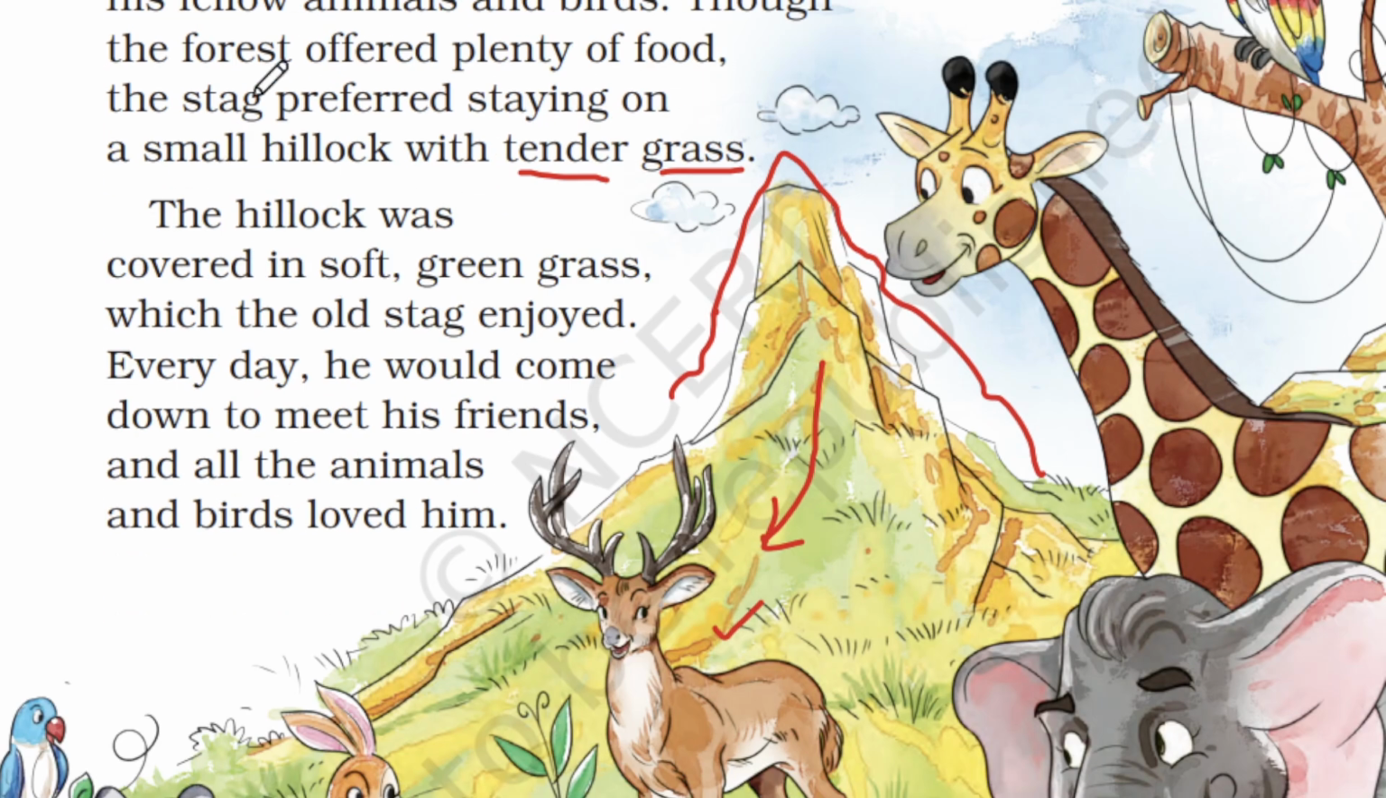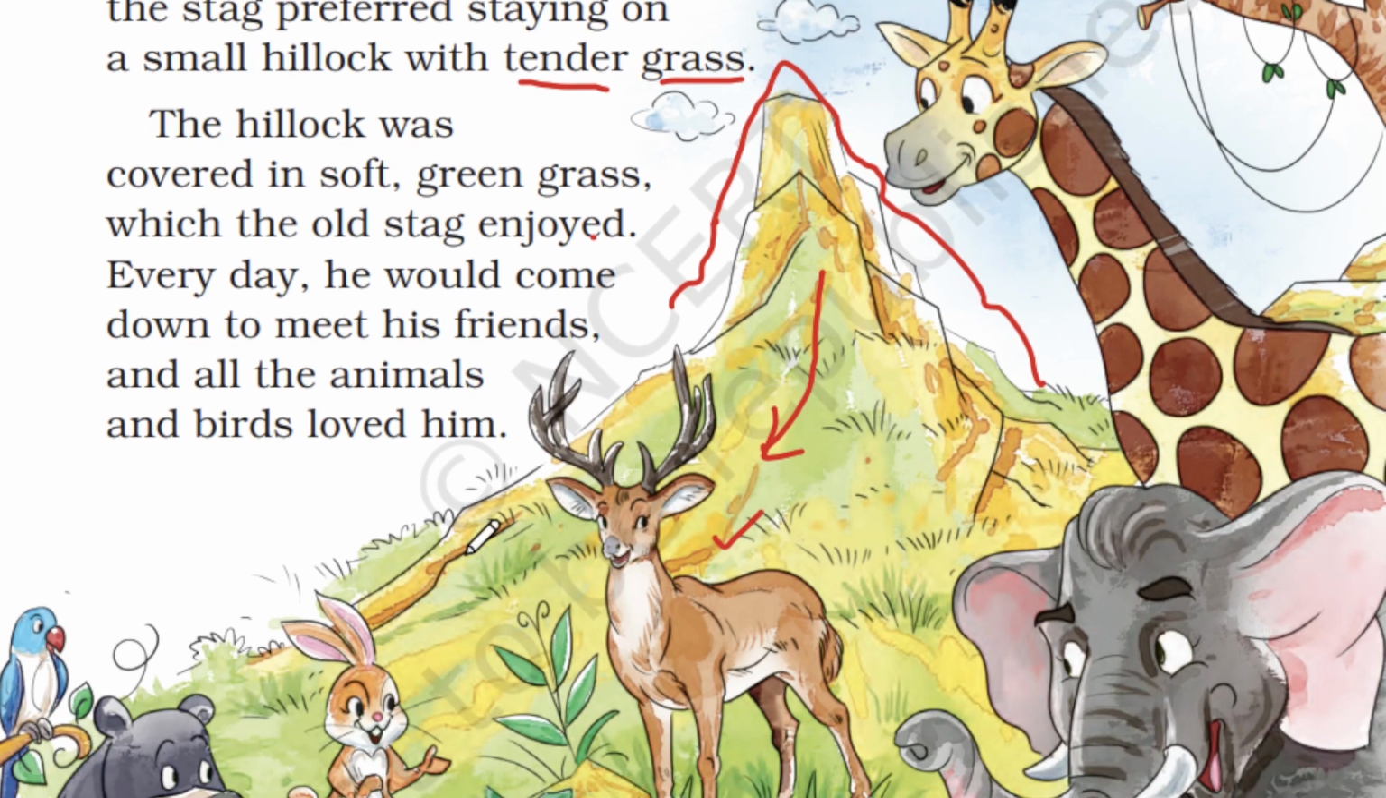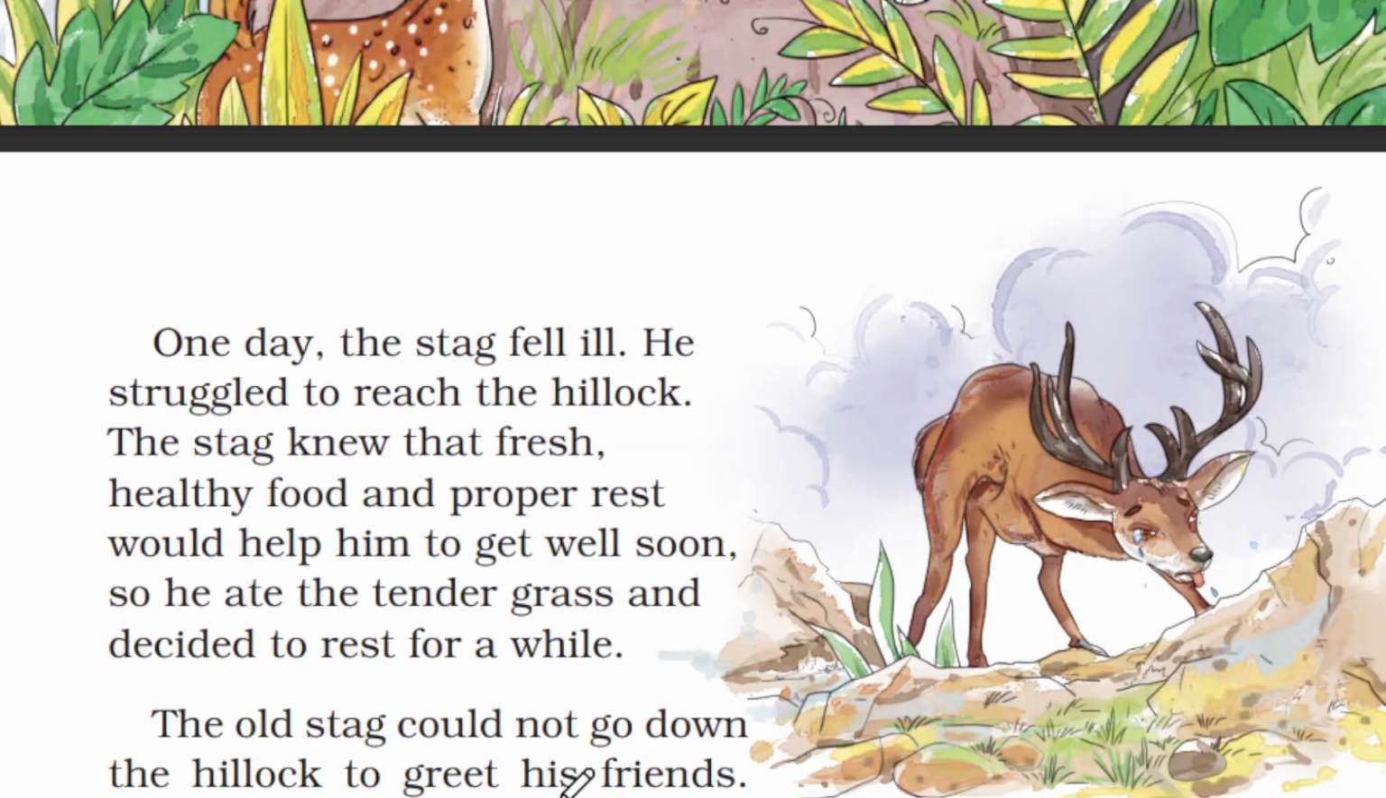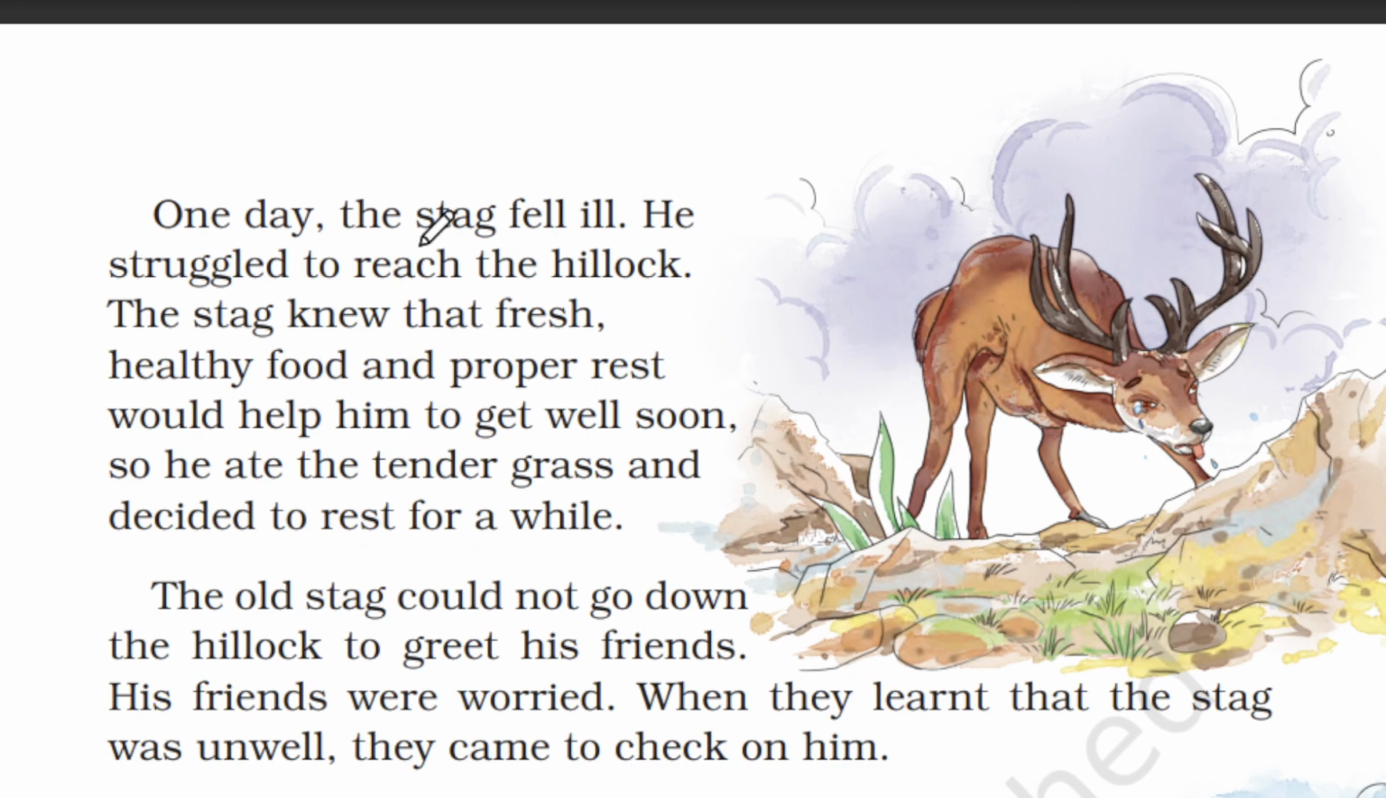Okay, the hillock was covered in soft green grass, which the old stag enjoyed. Every day he would come down to meet his friends, and all the animals and birds loved him. Okay, so everyone loved him very much. One day the stag fell ill. So look at this picture. His face looks very sad because he is ill. He is not feeling well.